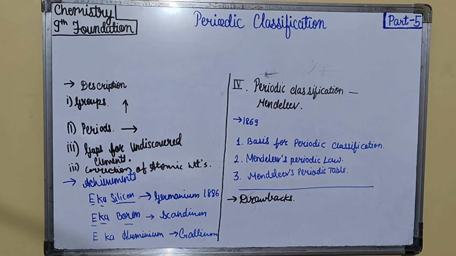Third was the position of hydrogen. Hydrogen is not given a proper place in Mendeleev's periodic table. It is placed in group 1B and 7B of his original table.